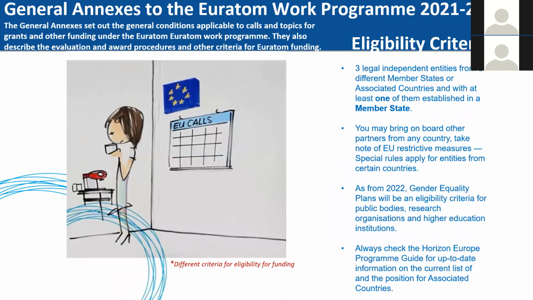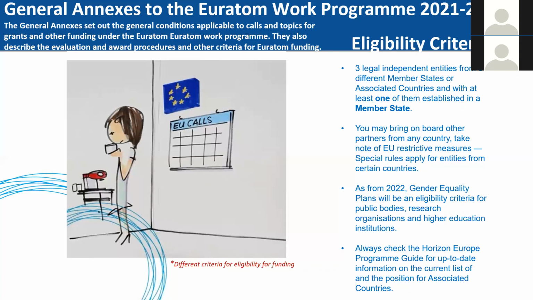Euratom works slightly different compared to the other program that we're mostly aware of. So make sure to be aware of the general annexes of the Euratom work program for 2021 and 2022. Later on, I will cover the general annexes in my presentation. Basically, the general annexes set out the general conditions applicable to calls and topics for grants and other funding under the Euratom work program. They also describe the evaluation and award procedure and other criteria for Euratom funding.